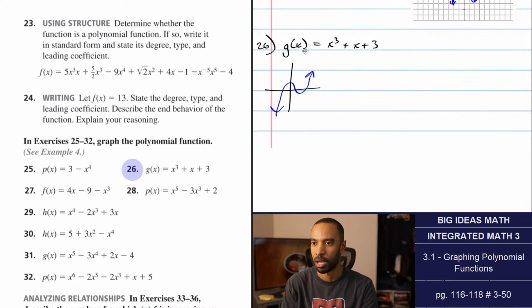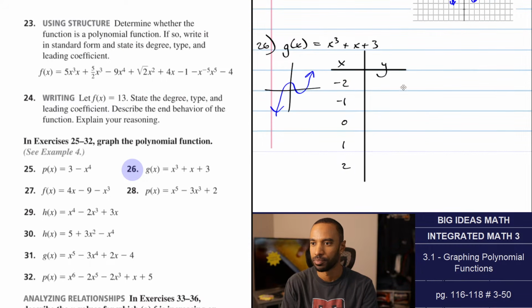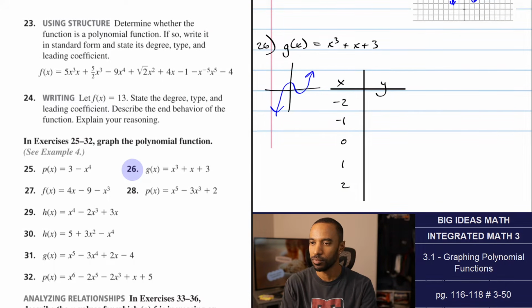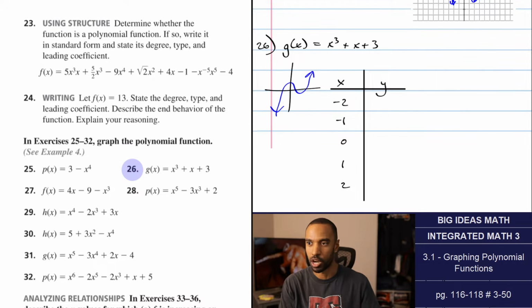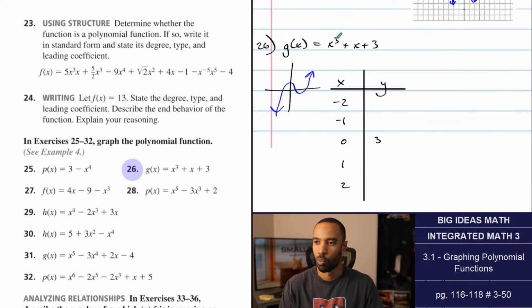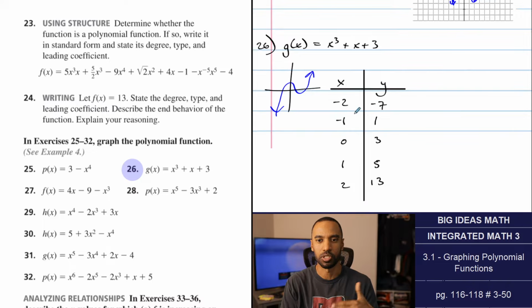Let me do that again. Copy, paste, and drag her down. Let's plug in some numbers. By the way, this is also in standard form already. So let's plug in some numbers. Let me actually start from 0 and move upward to positive. Then I'll go back down to negative in case it's weirder. We got 0 plus 0 plus 3. 1 plus 1 plus 3. 8 plus 2 plus 3. Negative 1 minus 1 plus 3. Negative 8 minus 2 plus 3. So that's my substitution into those ones.